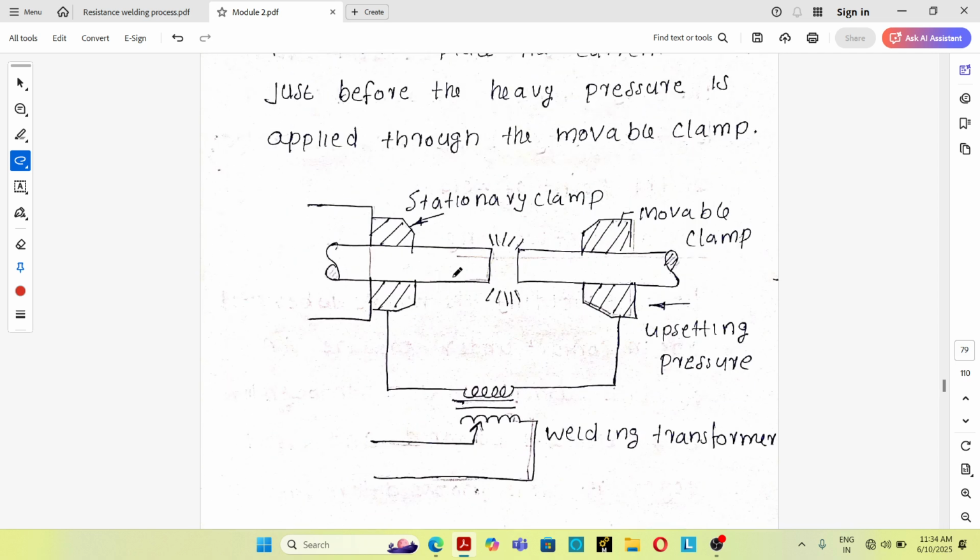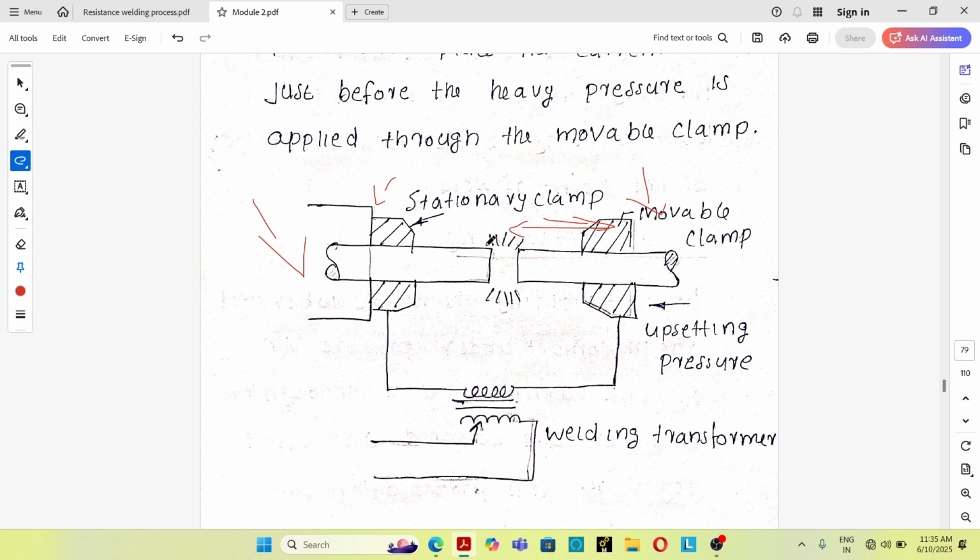This is a schematic diagram of a flash butt welding process. Flash butt welding is commonly used for welding round rods above 250 mm diameter, or above 250 mm square cross sectional area. One round rod is clamped to the stationary clamp and the other one is clamped to the movable clamp. Initially, the movable clamp moves towards and away from the stationary clamp in order to make a flash here.